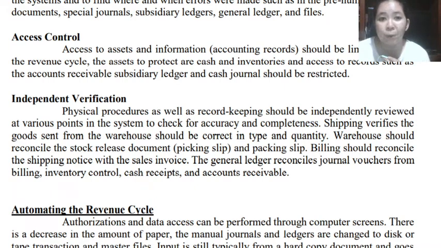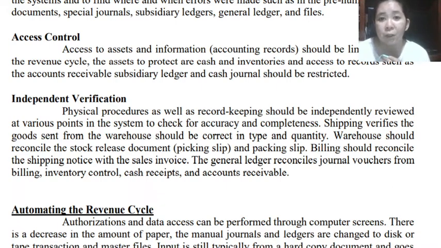Shipping also verifies that the goods sent from the warehouse are correct in type and in quantity because there is a source for it, such as the customer's order and other forms or documents. The warehouse should also reconcile the stock release document, meaning the picking slip, and the packing slip. Billing should also reconcile the shipping notice with the sales invoice to make sure that what is ordered is what is to be shipped and billed to the customer.